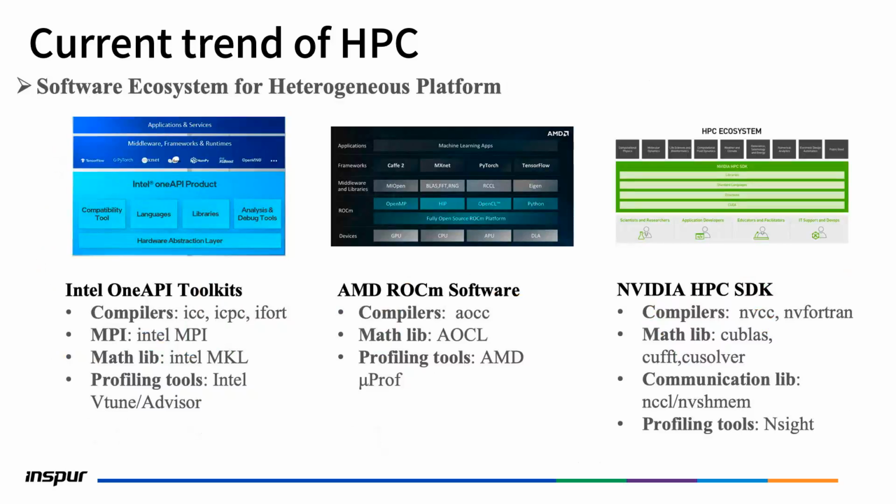In terms of the software stack, many compilers and math libraries began to provide support for heterogeneous platforms, enabling users to better utilize the computational performance, such as Intel's oneAPI toolkit, AMD's ROCm software, and NVIDIA's HPC SDK. All of these software packages provide full capability for developing HPC applications on heterogeneous platforms, including compiling, performance analyzing, and debugging.